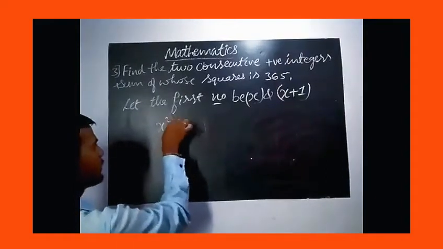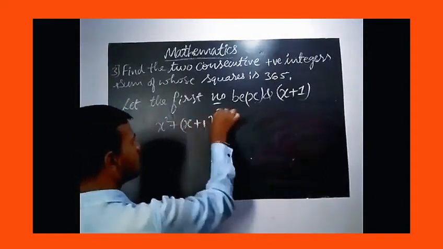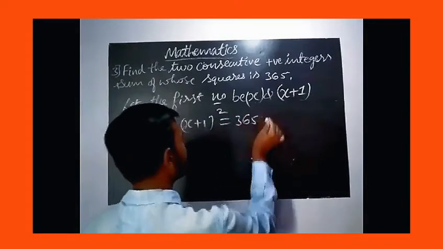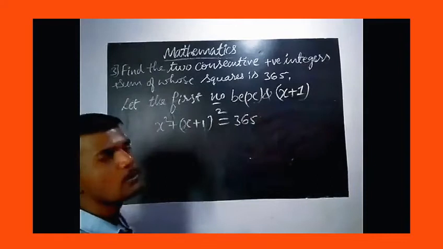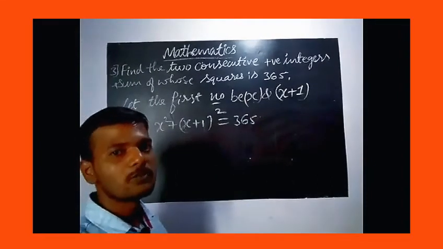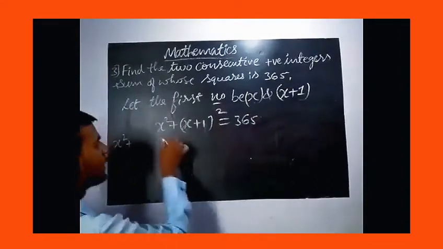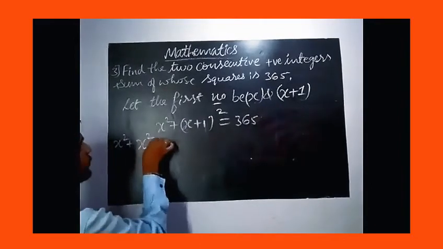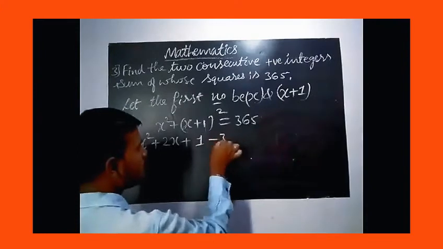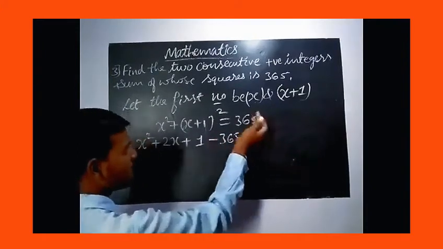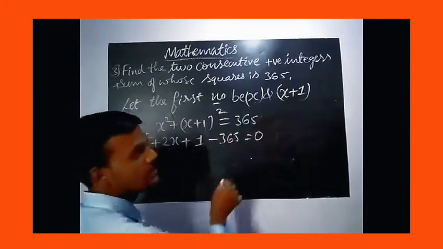x square plus x plus 1 whole square is equal to 365. Let us solve this. Here x plus 1 whole square, that means the a plus b whole square formula you have to apply here. Applying that formula, you will get x square plus 2x plus 1 minus 365. If 365 comes to the left, the right side becomes 0.